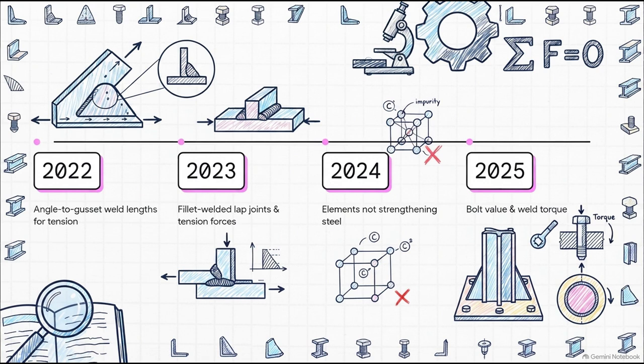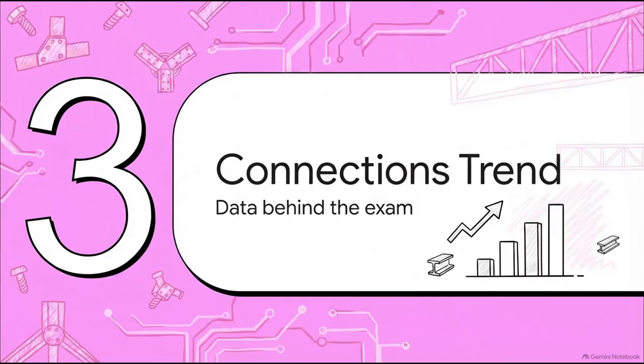Are you noticing a theme here? Every single confirmed item from this 4-year cycle aggressively zeroes in on welded joints, bolts, or just basic material behavior. It is highly mechanical, highly specific formula work. Section 3. Inside the Connections Trend.